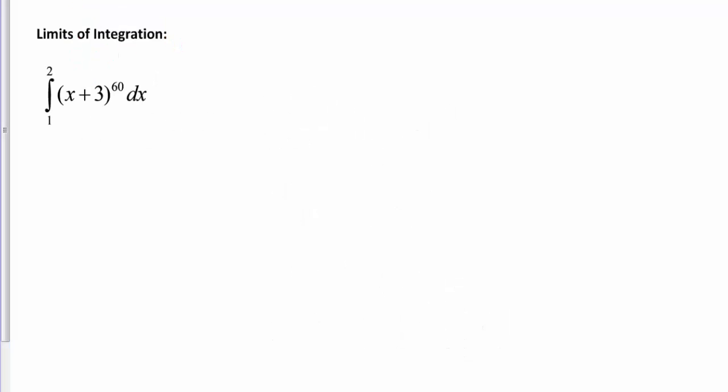The last one, what if you have numbers here? What if you have a definite integral instead of an indefinite integral? We need to use the fundamental theorem of calculus. How do we deal with that?